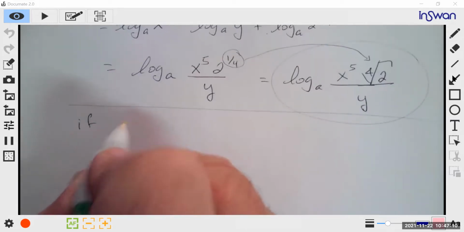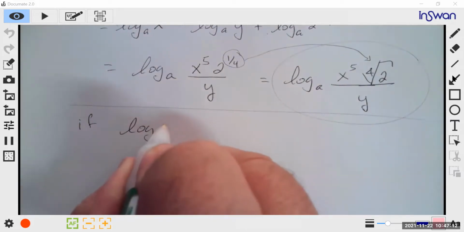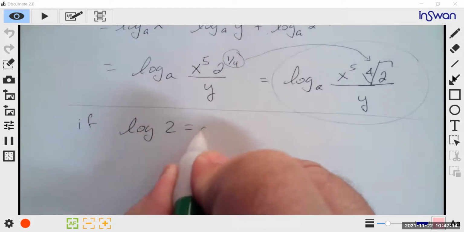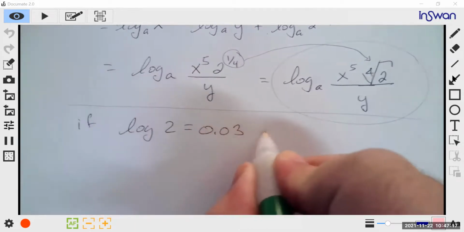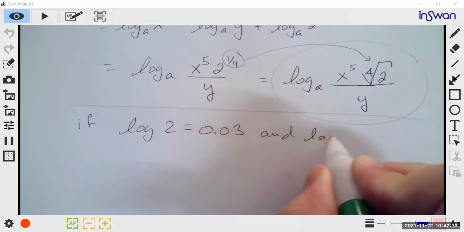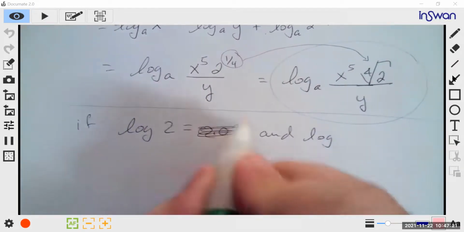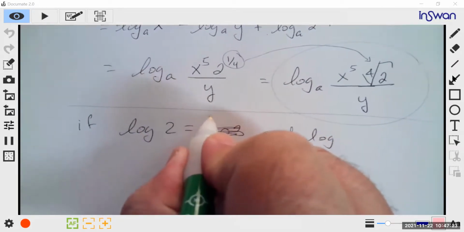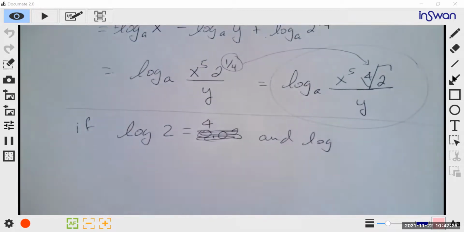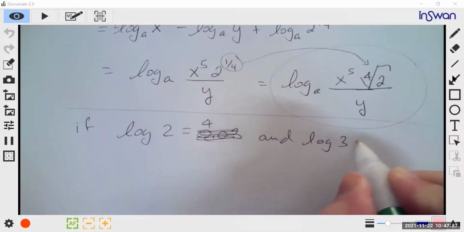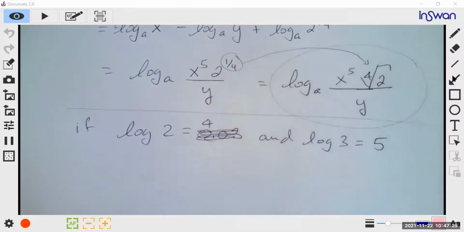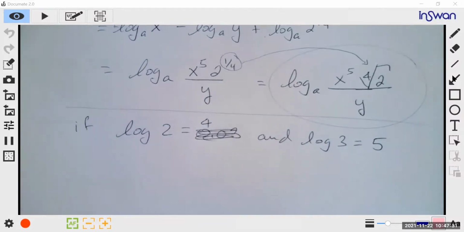If log of 2 equals 0.03 and log of 3, well, for simplicity purposes, I'm going to say log of 2 is 4 and log of 3 is 5. It tells you what they are.